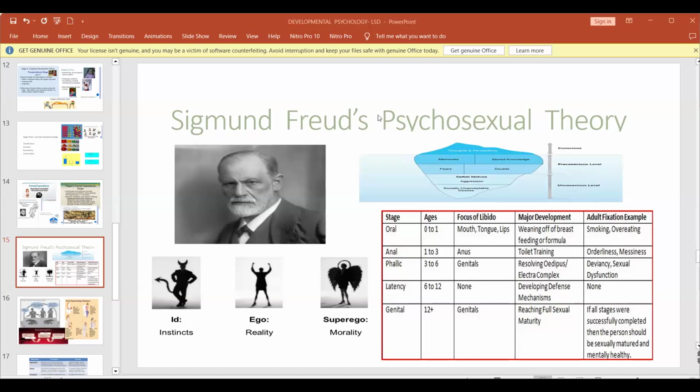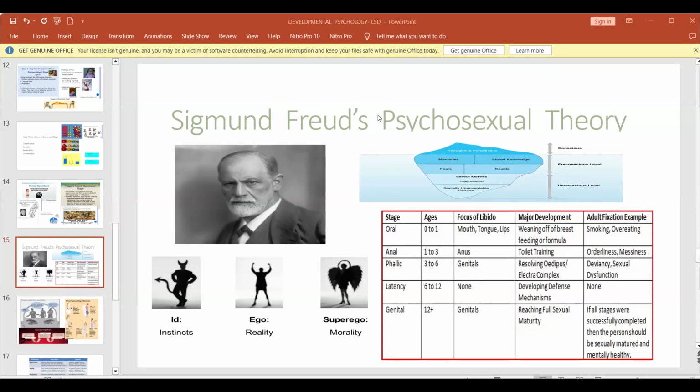Okay. Then we go to the second component of Sigmund Freud's psychosexual theory of personality development. What is the second part I told you? Parts of personality. Very good. Components of personality.